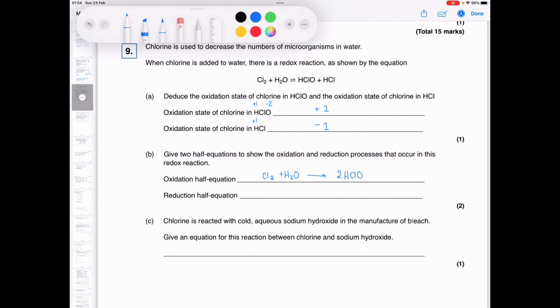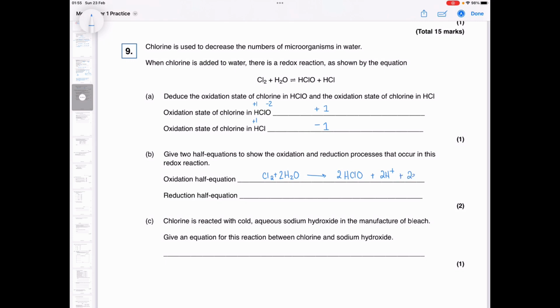I've not quite left myself enough room for that, so plus 2 waters because we've got 2 HClO, so 2 oxygens. And then we're going to need to balance that with some hydrogen ions because we've got 2 hydrogens on the right, but we've got 4 on the left. So we're going to need to balance that with 2 hydrogen ions on the right hand side, and each chlorine has gone from a Cl0 to a Cl +1, which means that we must have lost 2 electrons.